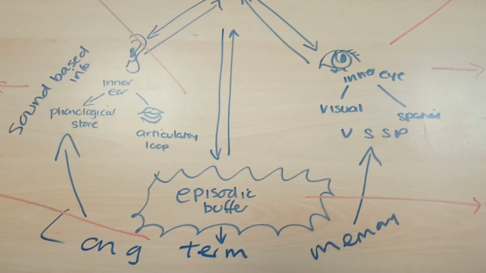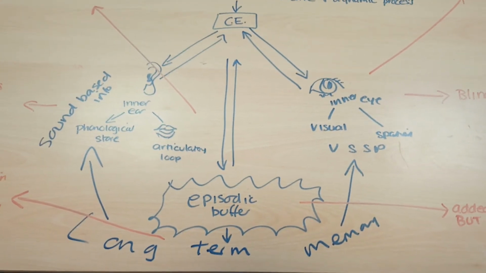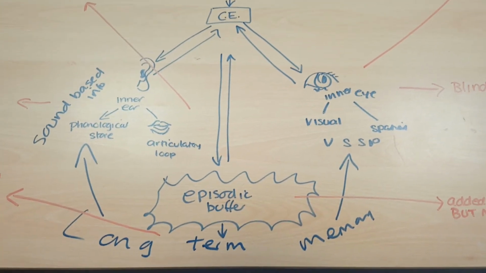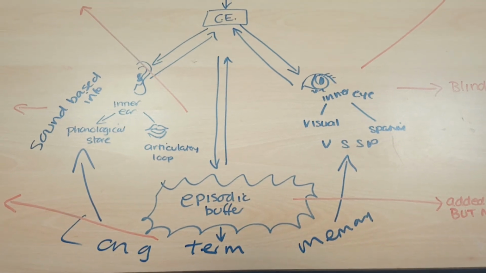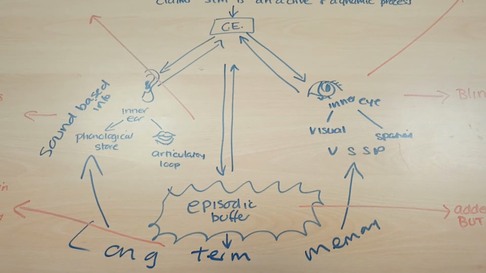The final part of this model is the episodic buffer. This was added much later to the model, and it was put in as a way of explaining things that hadn't already been explained by the model.